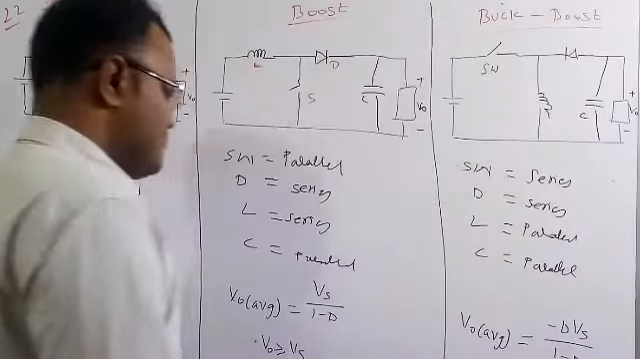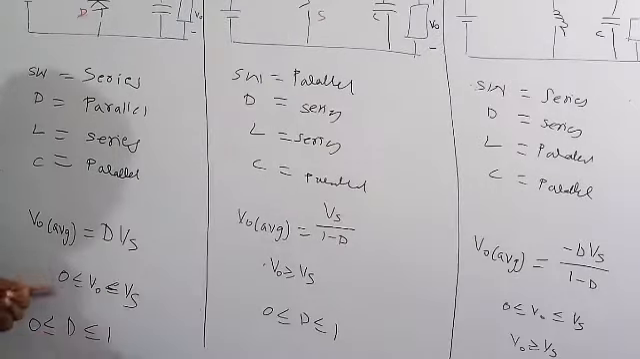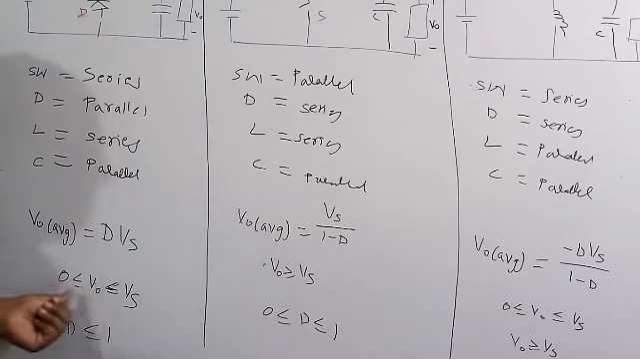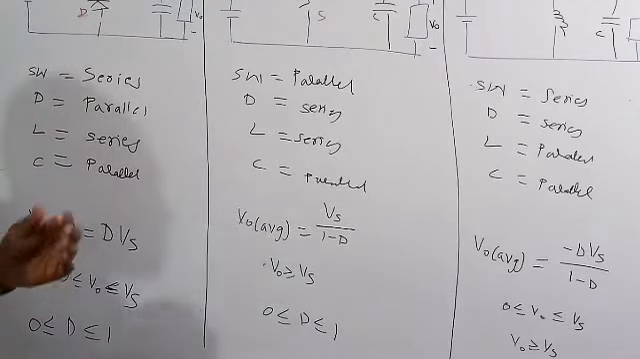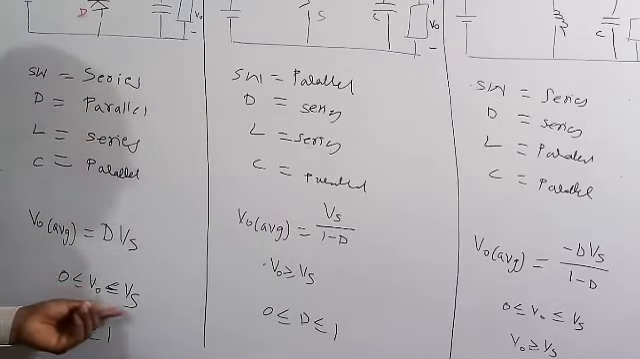Now we are going to study the average voltage across the buck converter. Average voltage of the buck converter is D into Vs, where D is called the duty ratio and Vs is the supply voltage. The D value always lies between 0 and 1. Therefore the V0 value also lies between 0 and Vs. So the buck converter is also called a step down converter, because the output voltage lies between 0 and Vs.